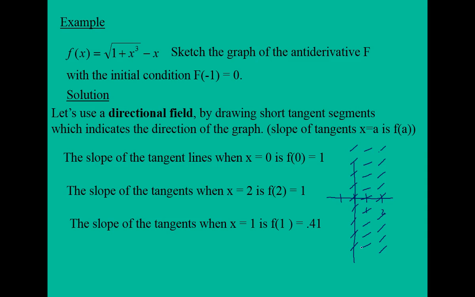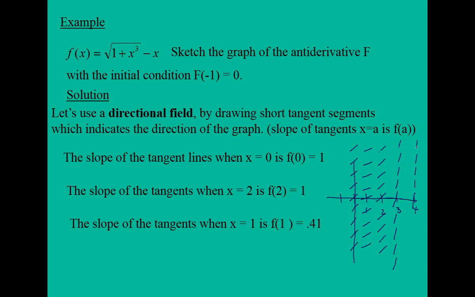Now if we did x equals 3, we'd have the square root of 1 plus 27, the square root of 28, minus 3. You can see the slope of the tangent line when x equals 3 gets very, very steep. So the function is increasing very rapidly when x equals 3. If you plugged in x equals 4, you're going to get the square root of 65 minus 4. So out here at 4, the tangent lines are going to be very, very steep. So the function is increasing very rapidly here.